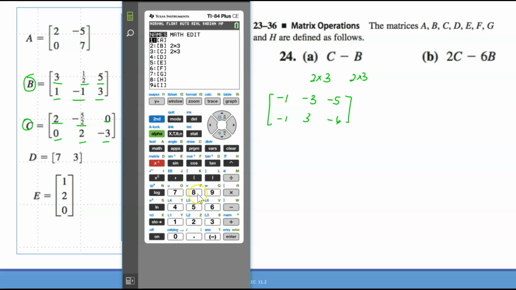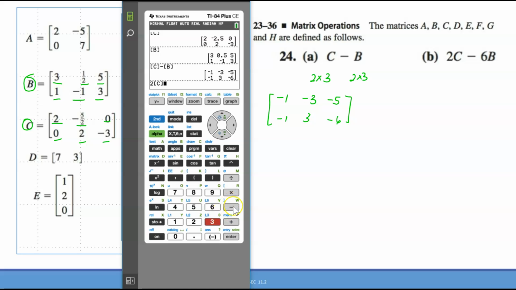Okay, so now we're just going to take matrix C minus matrix B, and it's that easy. Matrix C minus matrix B is just like we got by hand. There's our solution. Now since we have more than one operation, maybe getting the calculator to do the work for us is an option. And it's just this easy.